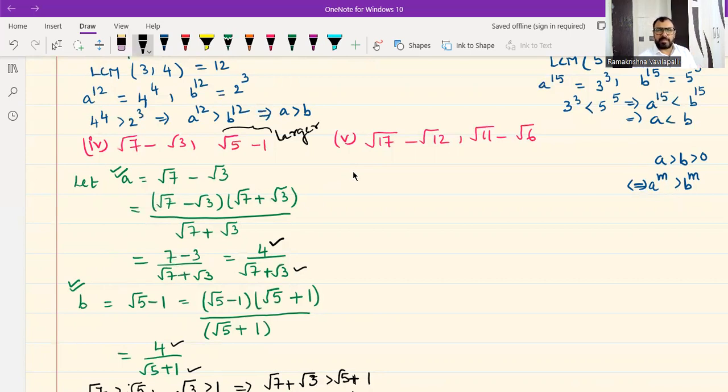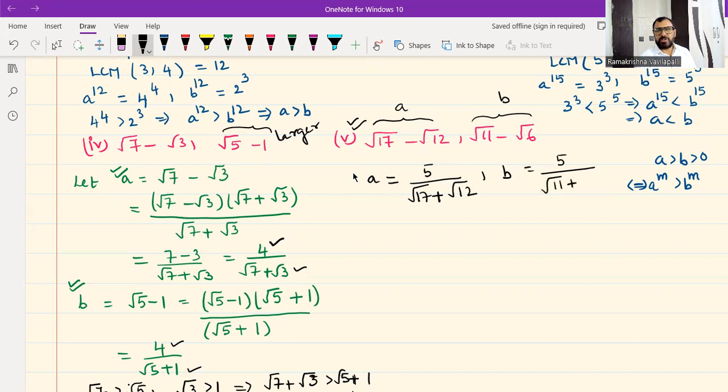The same technique can be applied to compare these numbers also. Assume this as A and this as B. After multiplying by the rationalizing factor, you will get A as 5 by root 17 plus root 12, whereas B you will get 5 by root 11 plus root 6.